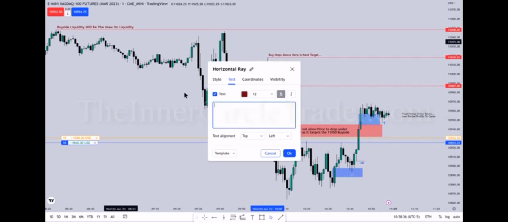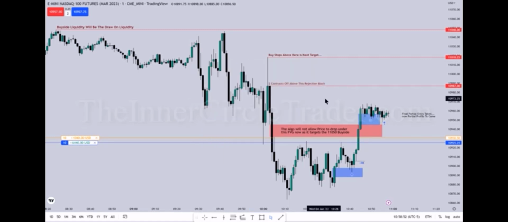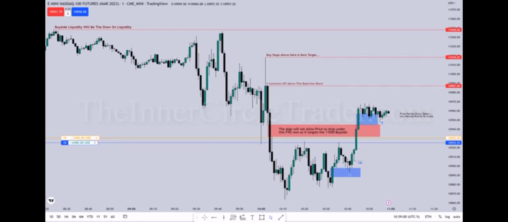Now right here, this is again the rejection block, so I'm anticipating price reaching up into that. I'm building all of the framework as you would do in your own analysis, or in hindsight when you do your back testing. When you do all of your charts, you want to be annotating them just like I'm doing here, looking at the logical levels. And I taught what the PD arrays are, and you learn more about them in the core content lessons.